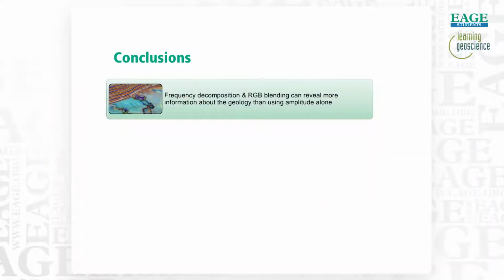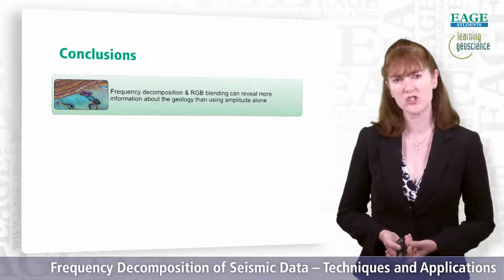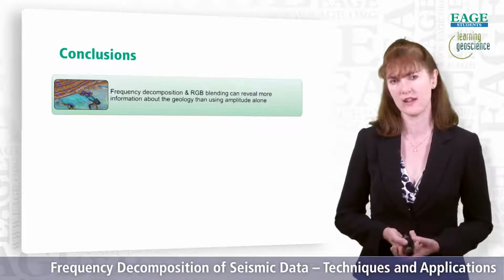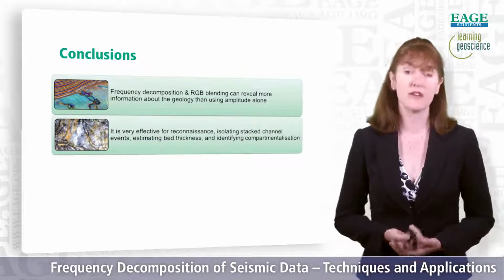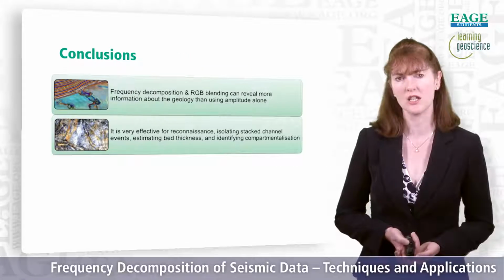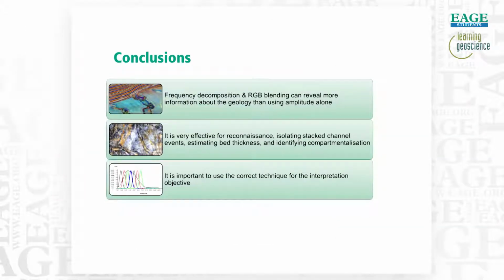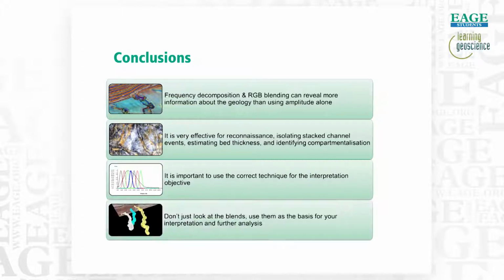So frequency decomposition and RGB blending can reveal a lot more geology than just looking at a single amplitude volume on its own. It allows us to see the geomorphologies as well as seeing detailed facies information. It's very effective at reconnaissance for identifying stacked channel systems, but also for estimating bed thickness, identifying compartmentalization. But it is very important that you use the right technique for your interpretation objectives, depending on whether you're looking for frequency resolution or vertical resolution.